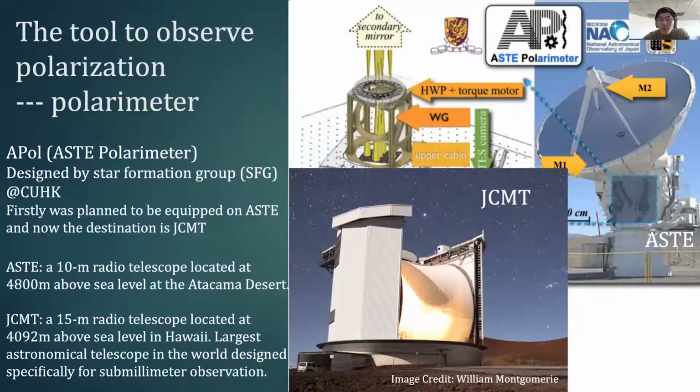Our group, the Star Formation Group, has recently designed a polarimeter named APOL. And we would be able to equip it on JCMT, the largest telescope in the world designed for submillimeter observation.